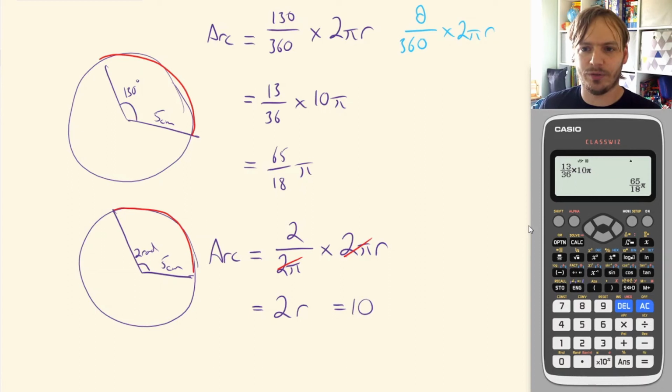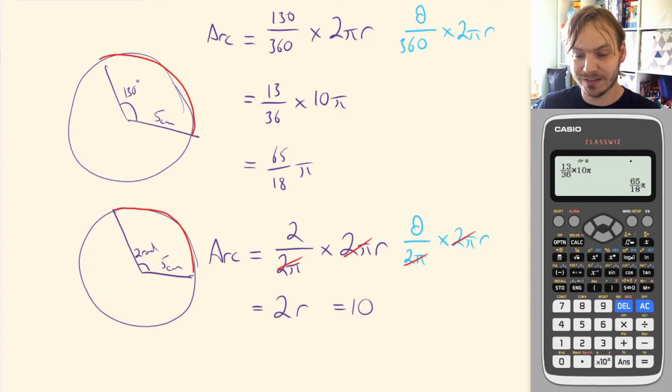I mean, I suppose I could cancel the 2 and the 360 out and have theta over 180, but that doesn't massively improve things. I can't beat that, really. I need to know the angle and the radius, and I need to plug it into this formula which involves pi. Whereas down here, my angle is still theta, but now it's out of 2 pi multiplied by 2 pi r. The 2 pi cancels every single time.